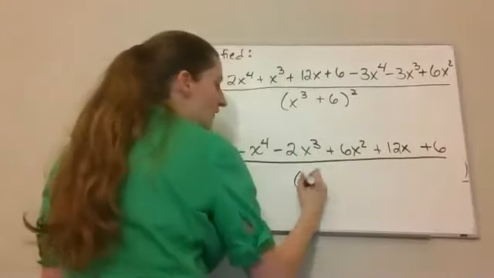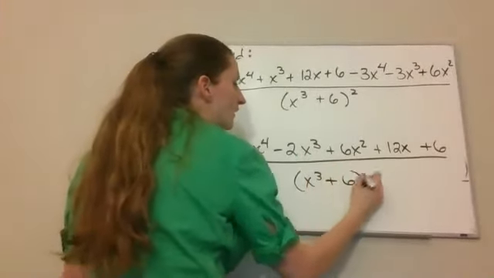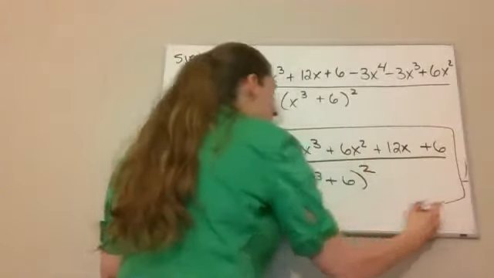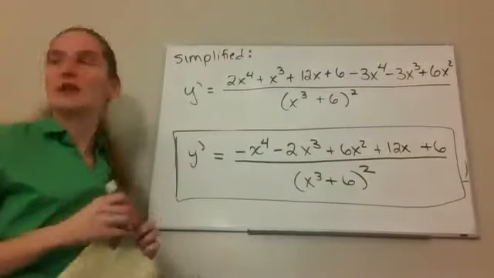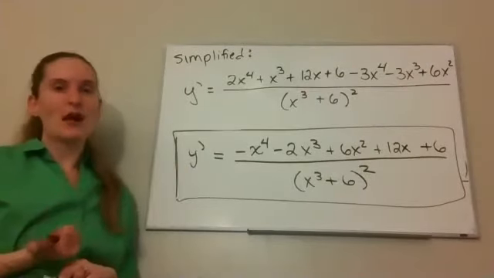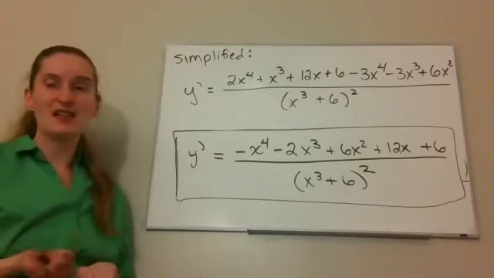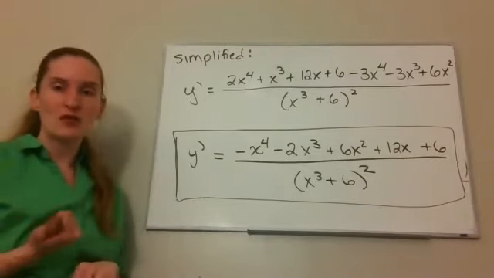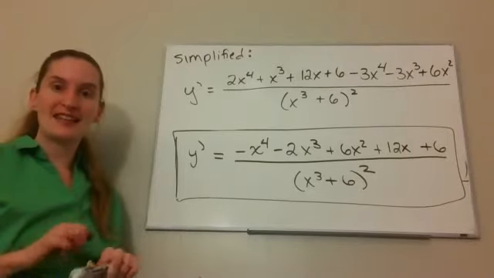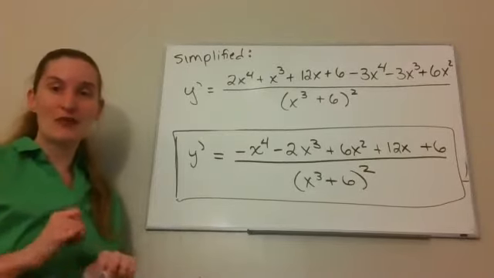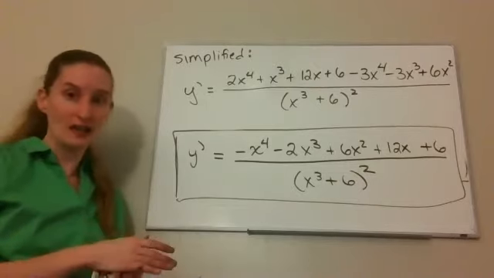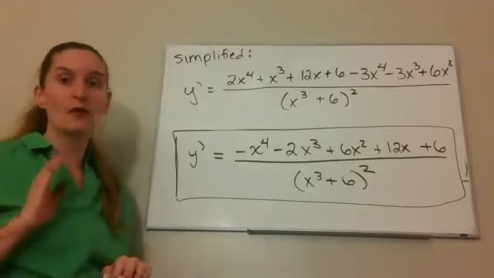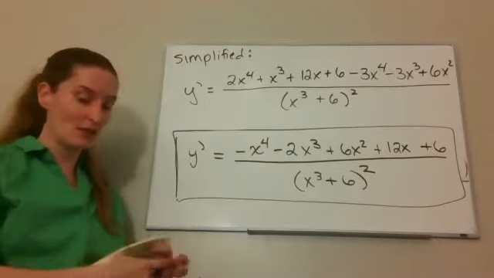All over x to the 3rd plus 6 squared. And here is my derivative. Now, was that a very complicated derivative? Yeah, kind of. But can you imagine doing this without the quotient rule? Picture using that original function and doing f of x plus h minus f of x all over h and taking the limit as h goes to 0. That's not a good time. Quotient rule is way better than having to use that definition.